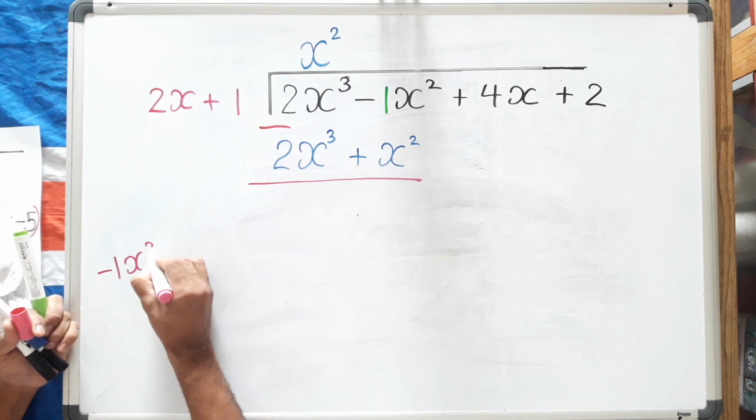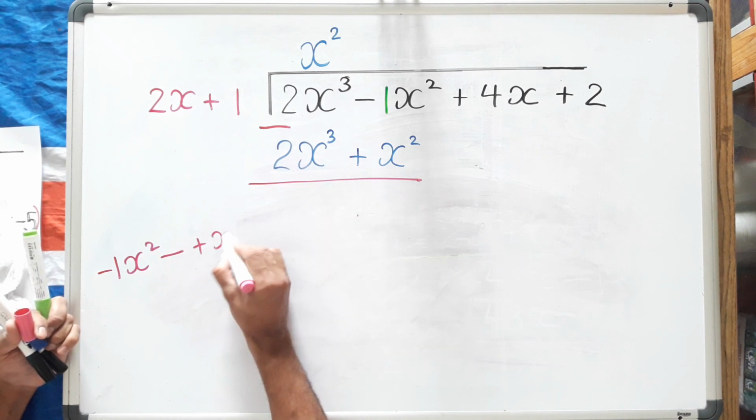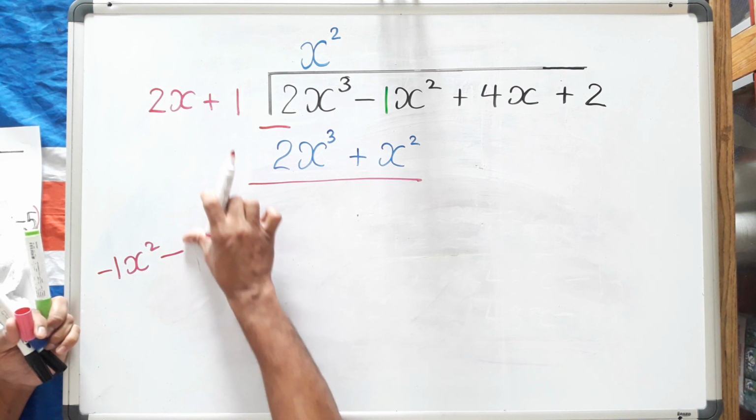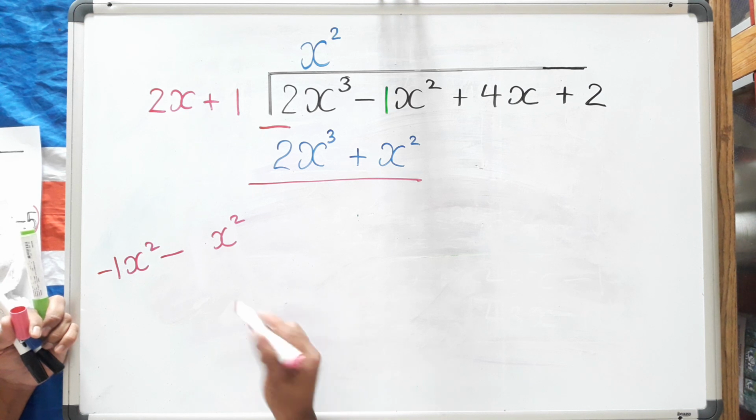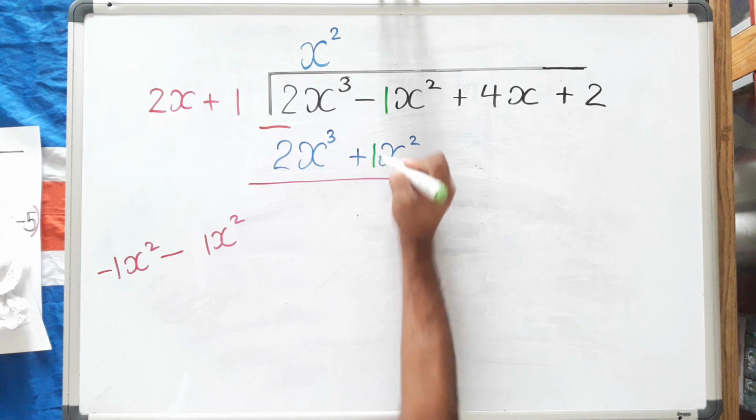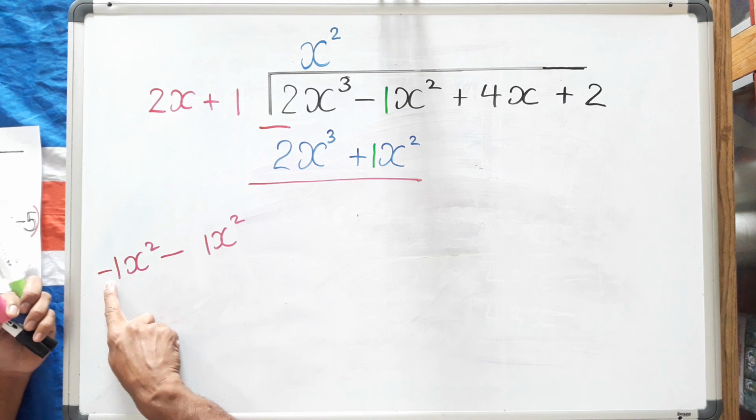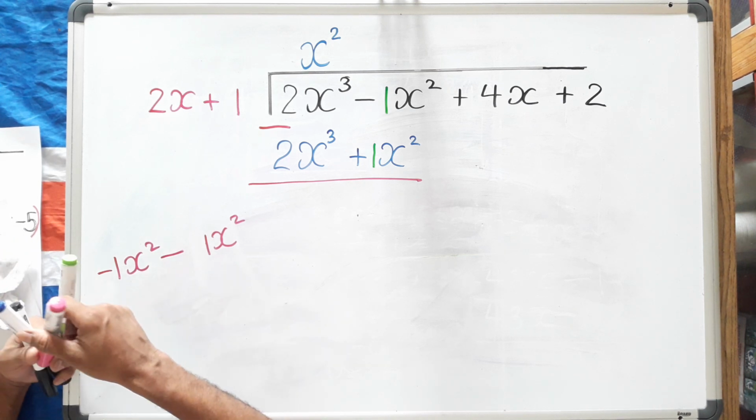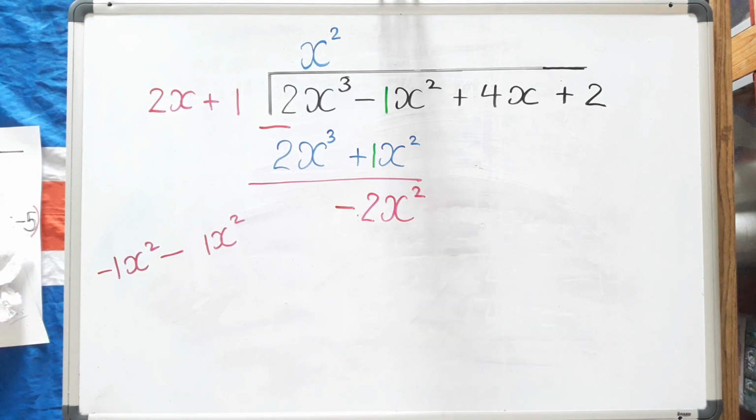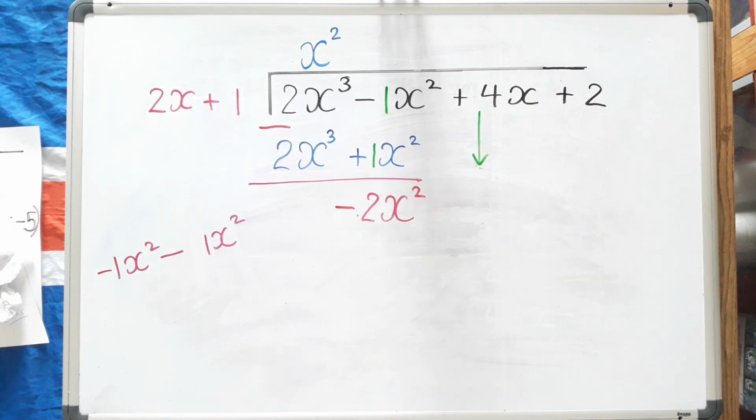Minus 1x squared, that's him, minus positive x squared. Remember, when a negative touches a positive, we get a negative. And x squared is the same thing as 1x squared. I really get in the habit of putting a number 1 if there's no number in front of the letter. Minus 1x squared minus another 1x squared is minus 2x squared. We need another number here, so the 4x comes down and joins the party.